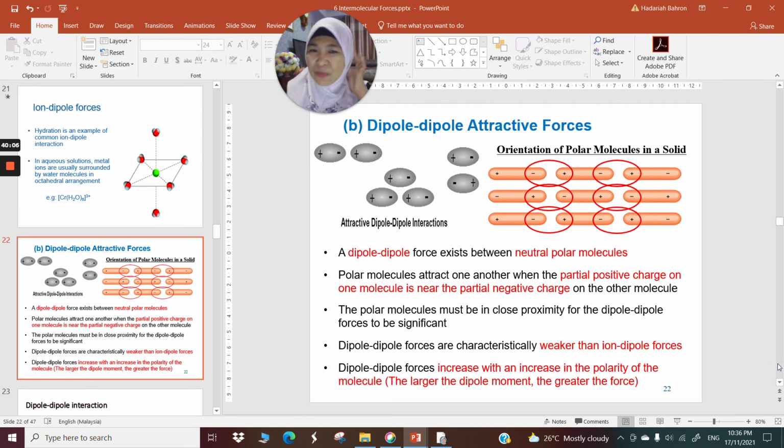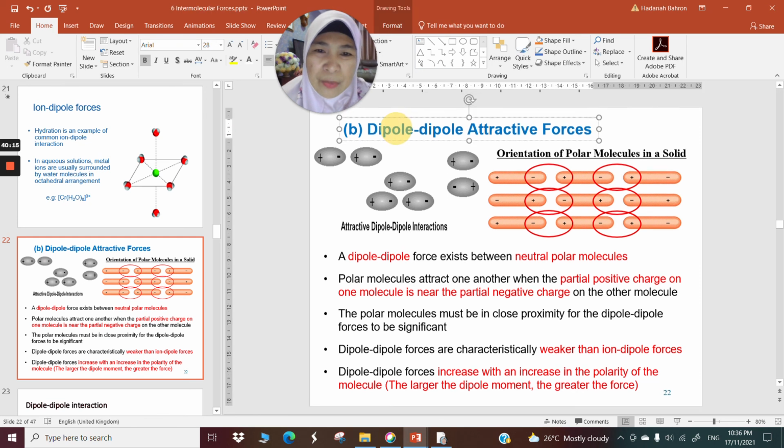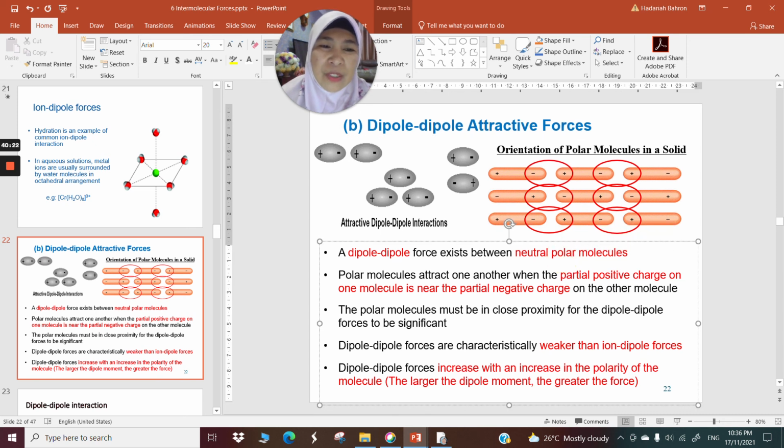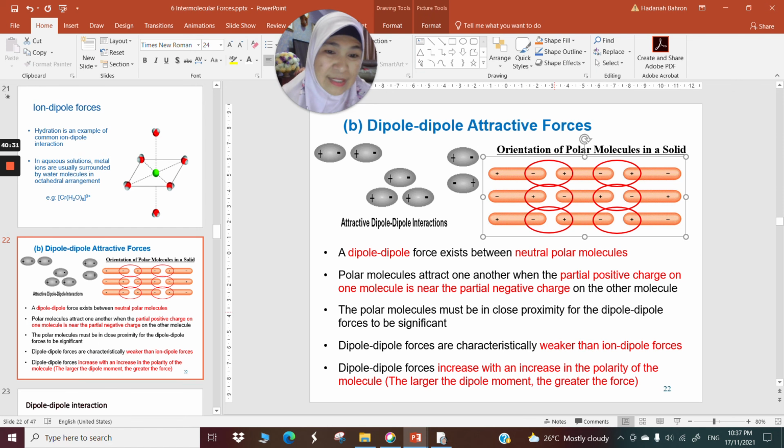Now, next intermolecular force that we're going to talk about is dipole-dipole attractive force. So dipole-dipole is between polar molecules. When you talk about dipole, it is polar. Dipole to another polar. So a dipole-dipole force exists between neutral polar molecules where the partial positive charge of one molecule is near the partial negative charge of another molecule, like this example. And the molecules must be in close proximity for the dipole-dipole forces to be significant.